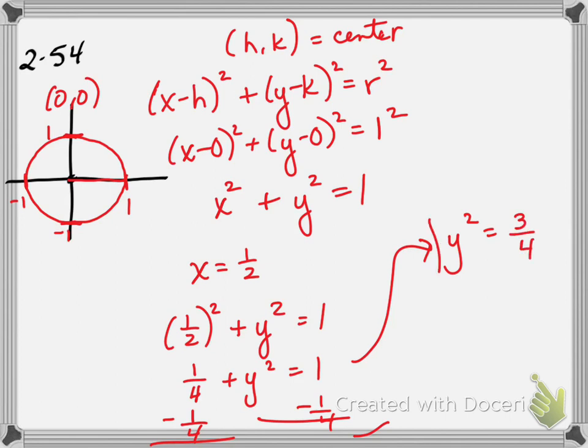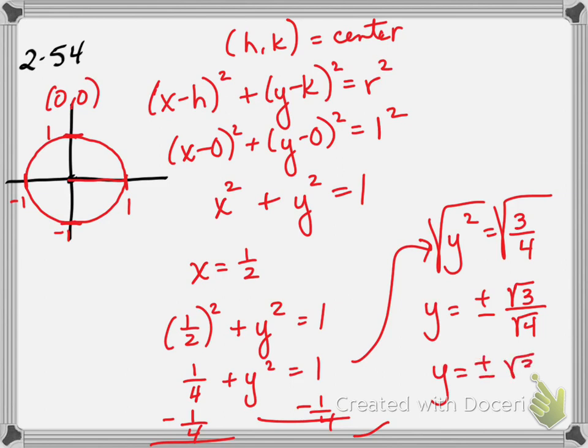Now you need to take the square root of both sides. When you take the square root, you get plus or minus your answer. We're going to separate that fraction to be the square root of both pieces. And lastly, square root of 3 doesn't simplify, but the square root of 4 is 2.